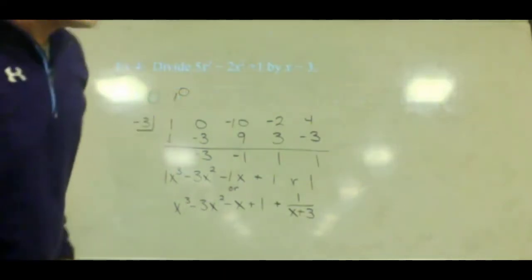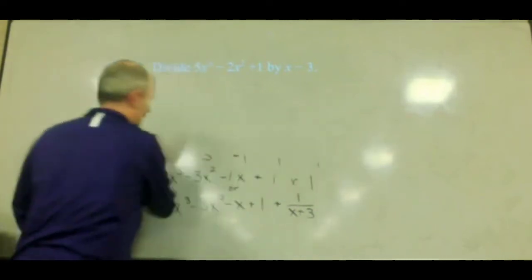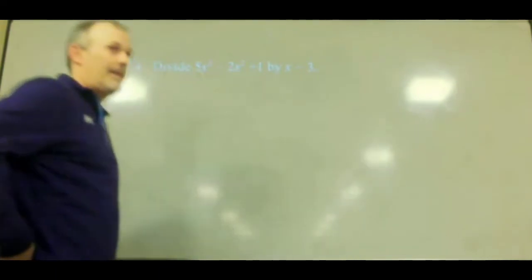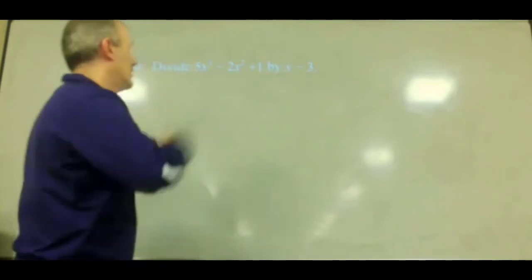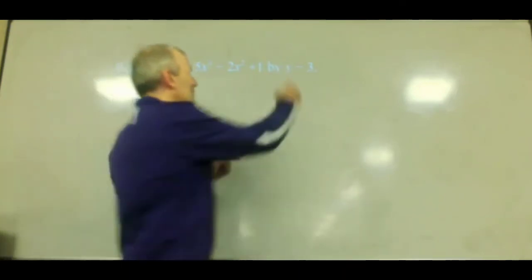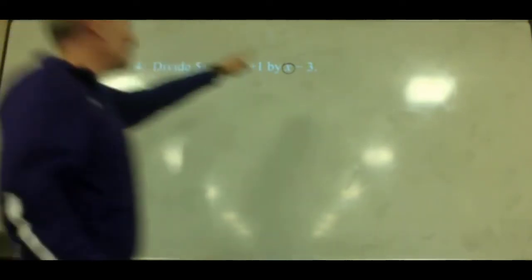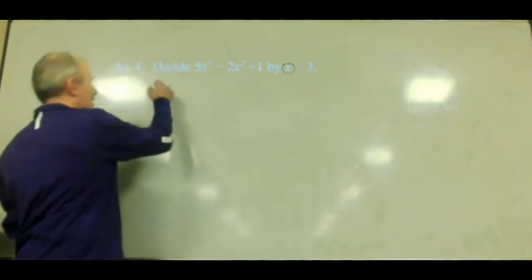All right, so let's do another one. If it's just an x, then it will work. Notice on this one, we can use synthetic division because it's just an x. What's going to go in the corner? Positive 3, because it's always the opposite of what you see here. So if we see a negative 3 here, it is a positive 3 that goes here.